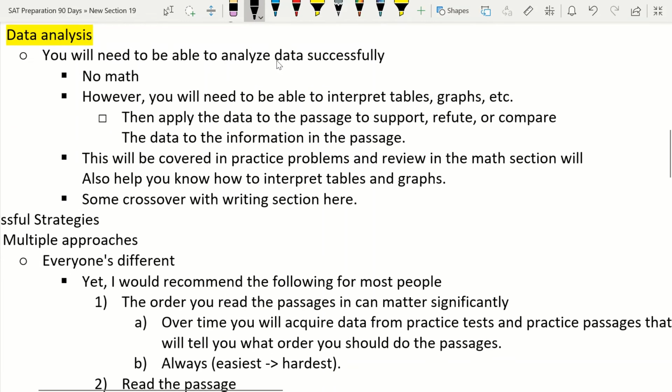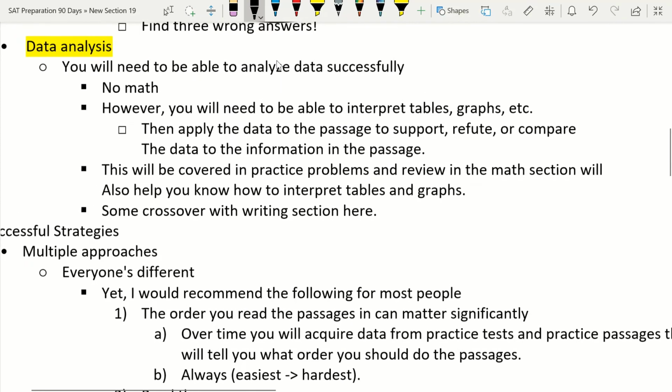Now let's talk about data analysis. You're also going to be tested on your ability to analyze data with the SAT reading section.